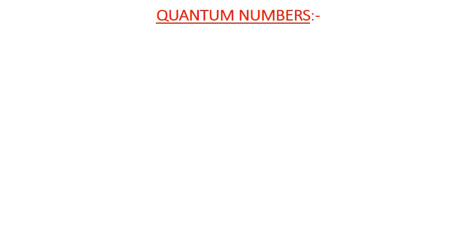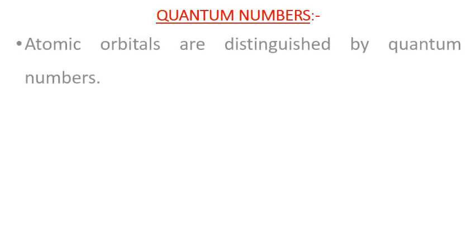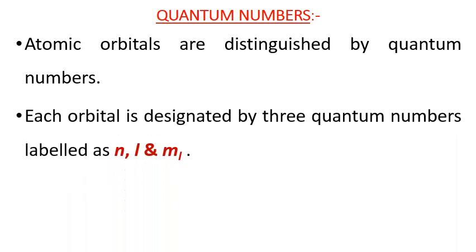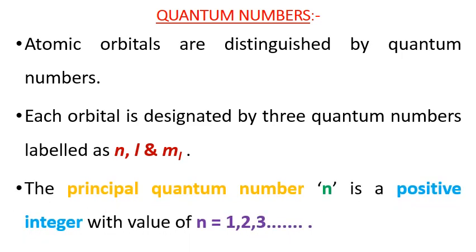Now let us discuss quantum numbers. Atomic orbitals are distinguished by quantum numbers. Each orbital is designated by three quantum numbers labeled as n, l, and ml. The principal quantum number n is a positive integer with value of n equal to 1, 2, 3, and so on.